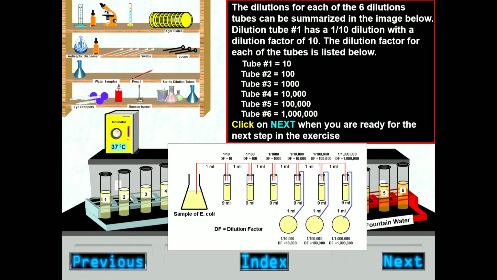So the dilution for each of the 6 dilution tubes can be summarized in this image. Dilution tube 1 has 1/10 dilution with a dilution factor of 10. So tube 2 has 100, tube 3 has 1000, tube 4 has 10,000, tube 5 has 100,000, and tube 6 has 1 million. So we go to the next page.